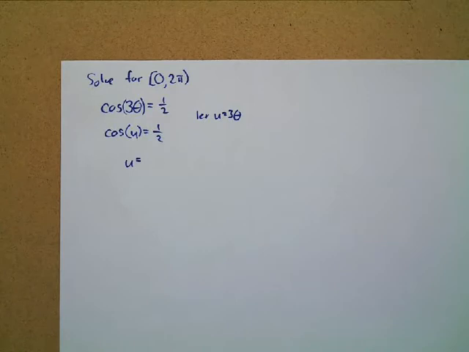Cosine is also positive in the 4th quadrant. So it would be the pi over 3 in the 4th quadrant, which is 5 pi over 3.